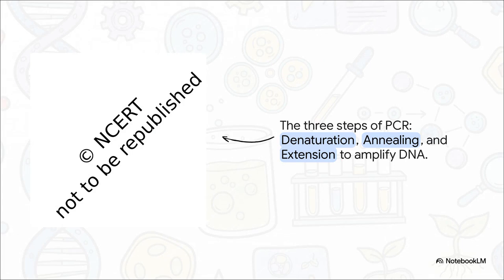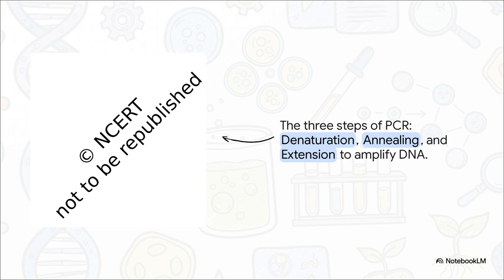Usually, you only start with a tiny amount of your desired gene, which isn't nearly enough to work with, so you need to amplify it. And for that, we use a technique called PCR, or polymerase chain reaction. It's basically a molecular photocopy machine. It works in a 3-step cycle that repeats over and over.